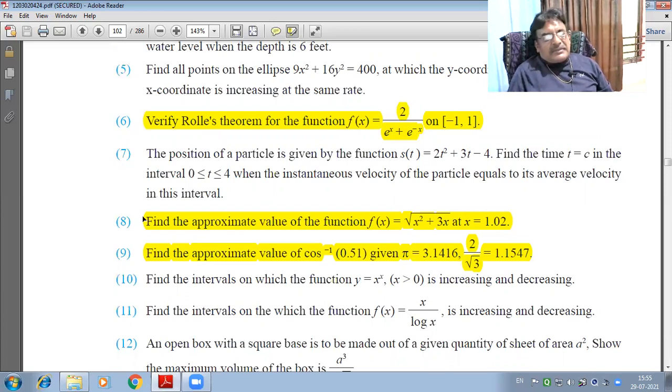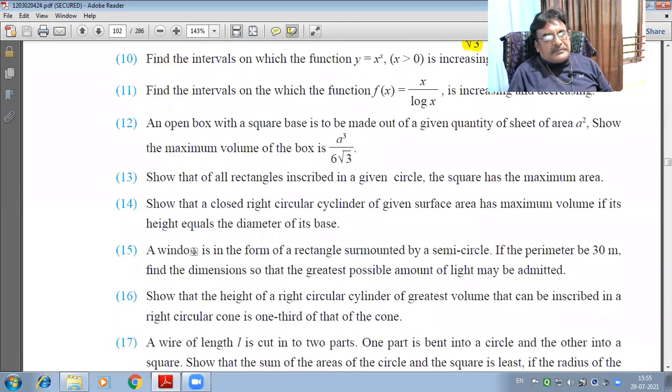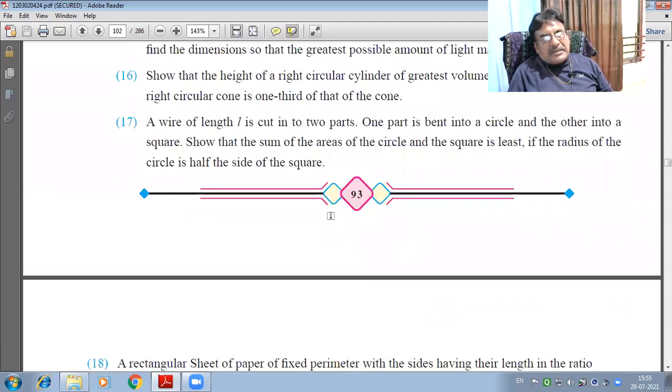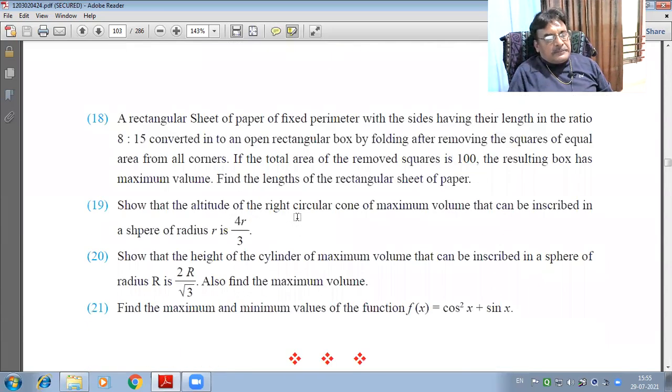Problem number 8, that is find the approximate value of the function f of x is equal to under root x square plus 3x at x is equal to 1.02. Problem number 8 is also deleted. Problem number 9 is also deleted. Remember that is page number 93.